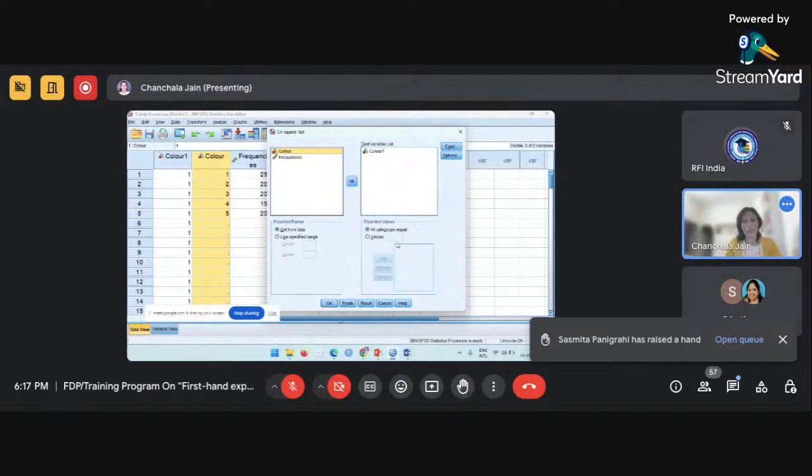Yes, ma'am. You need to firstly reset whatever arrangement you made previously. So I have clicked on the reset button. Now I'm shifting the color variable into the test variable box like this. Previously also we didn't make any changes except shifting the variables here. So the same thing I performed here. I now only need to click on the OK button.